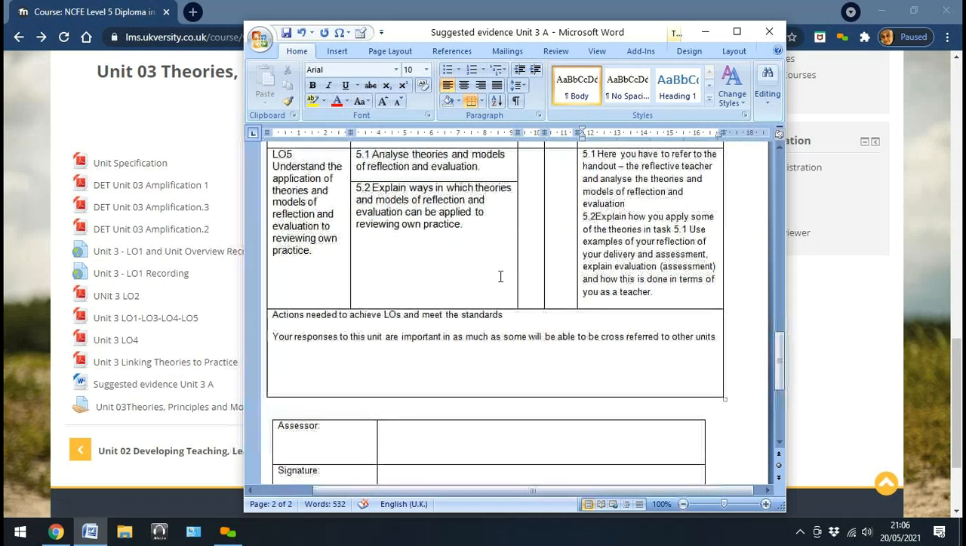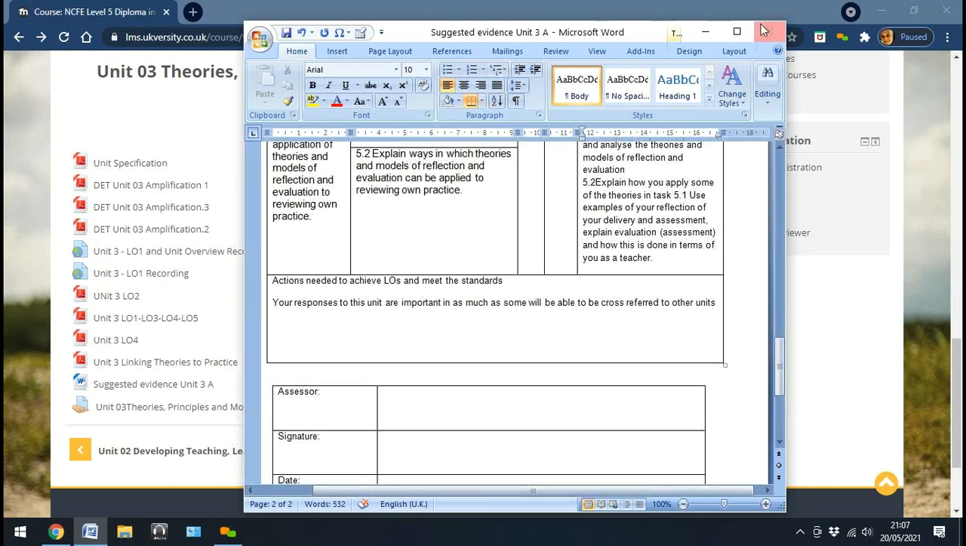On there, again, explain how you apply some of the theories in Task 5.1. It doesn't need to be so many. If there's one of the theories that you specifically work to in your reflection process, then explain and show how that operates within your establishment. Again, it's explain how this is done in terms of you as a teacher.